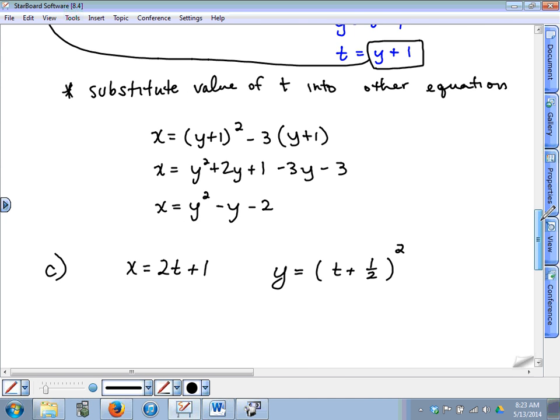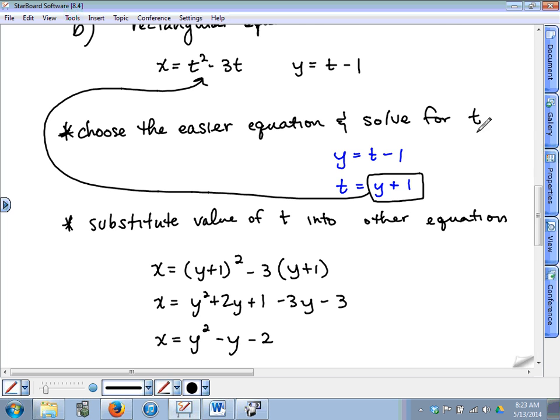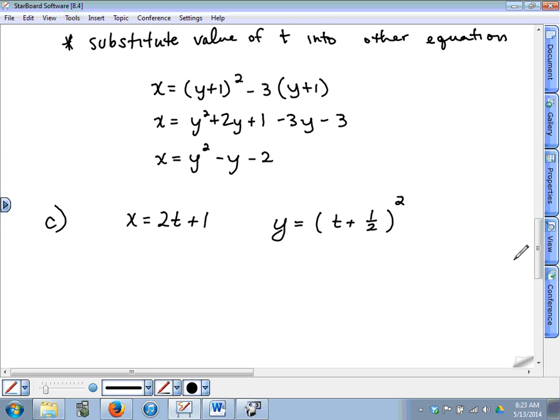So the guidelines were: choose the easier equation to solve for t. Here's an obvious choice here. Fairly obvious, I would say. The one on the left or the right? The one on the left. Solve for t on the one on the left. Congratulations. So x minus 1 over 2 is equal to t.